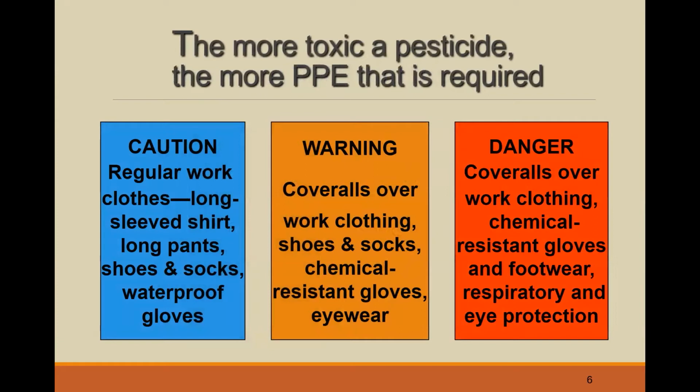We know that, as we talked about last week, there are three signal words that go into how dangerous a chemical is, the toxicity of that chemical. And the more toxic the pesticide, the more of our personal protective equipment we're going to need to wear. So starting over to the right of this slide, we see the danger. Danger is many times accompanied with the skull and crossbones symbol, and danger is the most toxic of the three signal words that we have.